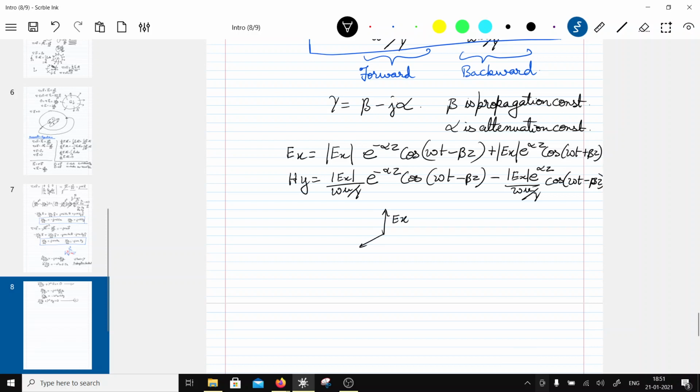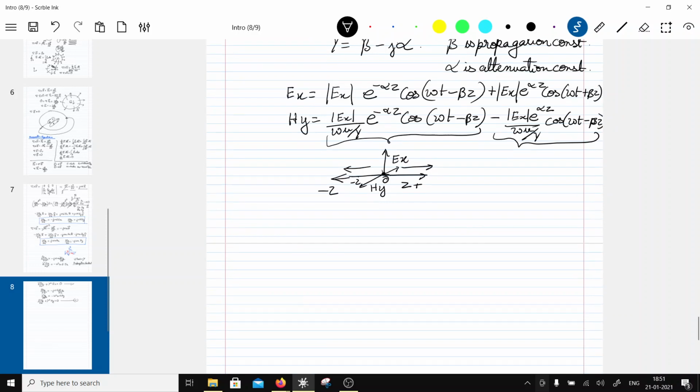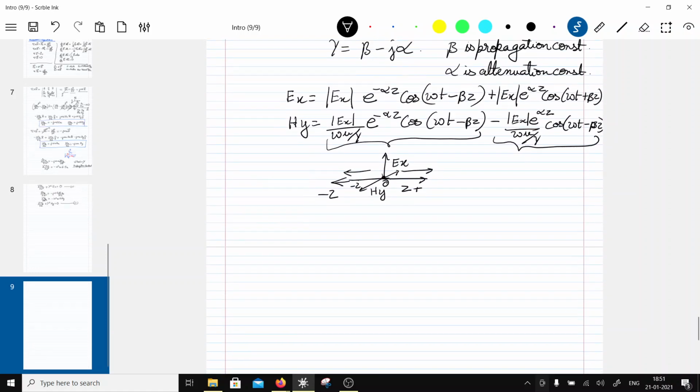So Ex component and Hy component will result in a wave this way, and this is positive z, so this is z0. Now Ex with minus of Hy, right, will cause propagation in this direction, so this is the minus z case. So if there is a source at origin, it results in two waves. One wave will go in the positive z direction, the other wave will go in the negative z direction. So you understood how the propagation is taking place.